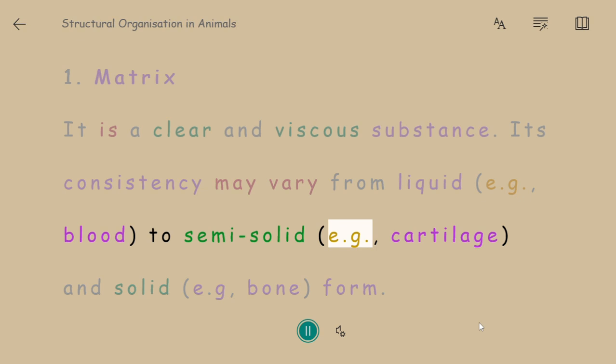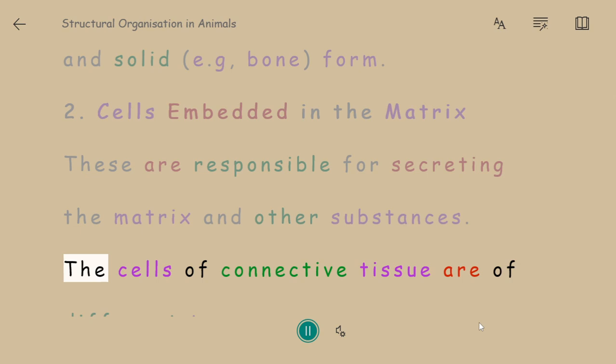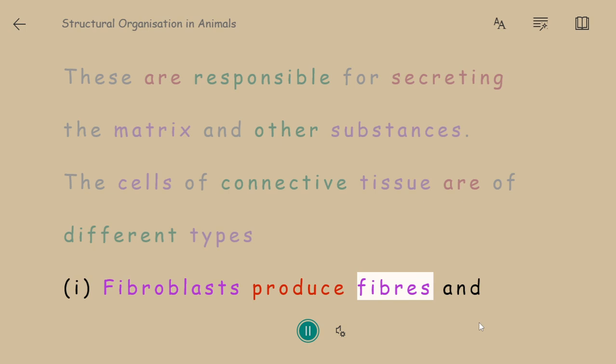2. Cells embedded in the matrix. These are responsible for secreting the matrix and other substances. The cells of connective tissue are of different types. 1. Fibroblasts produce fibers and matrix. 2. Adipose cells store fat.